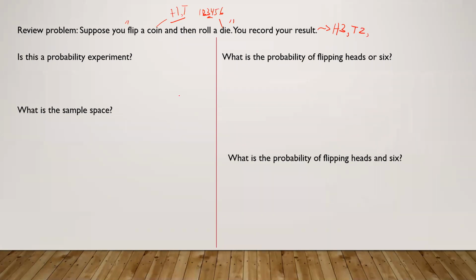All right. So the first question is, is this a probability experiment? And to be a probability experiment, it turns out this is, you need to meet two requirements, okay? The first is you need to have uncertain results, okay? Meaning, before I flip a coin and roll a die, do I know exactly what the outcome will be?